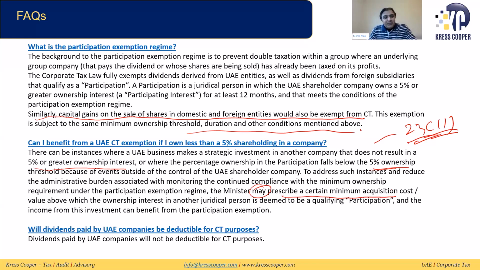Will dividend paid by the UAE companies be deductible for CT purposes? Dividend is always paid out of the after tax profit. If this is out of the after tax profit, then how can we get the exemption? We cannot claim it as a deductible expense. We cannot claim it as an allowable expense because this dividend is usually paid out of the after tax profit.